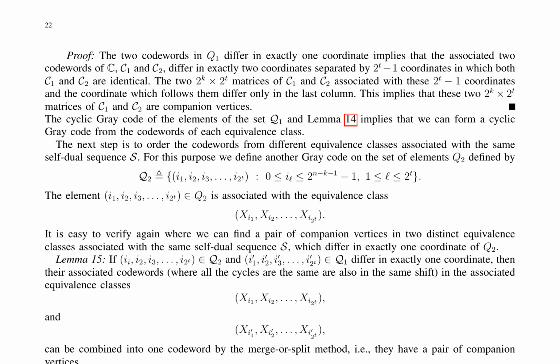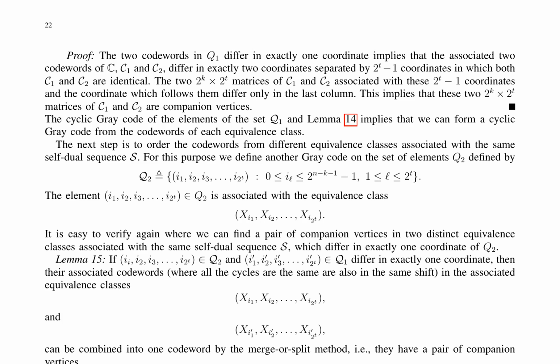In the construction of (2k, 2t+1, n, 2t) DBAC codes, the authors prove that two codewords in Q1 differ in exactly one coordinate, implying that the associated codewords of C1 and C2 differ in exactly two coordinates separated by two T1 coordinates. Since C1 and C2 are identical, these two 2k times 2t matrices associated with these two T1 coordinates and the coordinate that follows them differ only in the last column, making them companion vertices. The cyclic gray code of the elements of the set Q1 and Lemma 14 imply that a cyclic gray code can be formed from the codewords of each equivalence class.